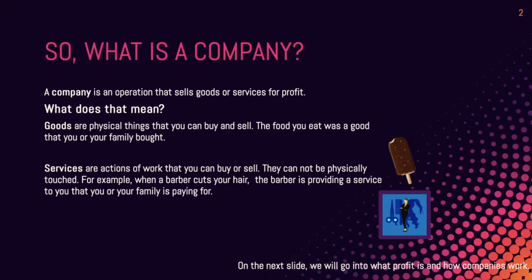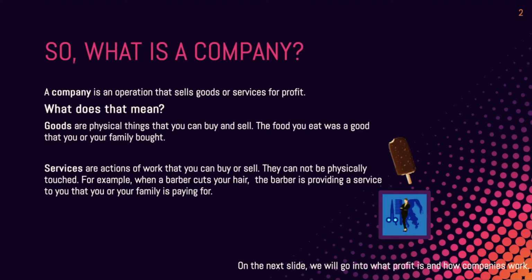Starting with goods. Goods are physical things that you can buy and sell. For example, the food you ate for lunch and dinner is an example of a good. A computer or phone on which you are watching this video is a good as well. The bed you sleep on, the couch you sit on, and the table you eat at are all examples of goods as well. And these examples are goods because they are physical things. You can touch a table. You sleep on a bed, therefore you can touch it.